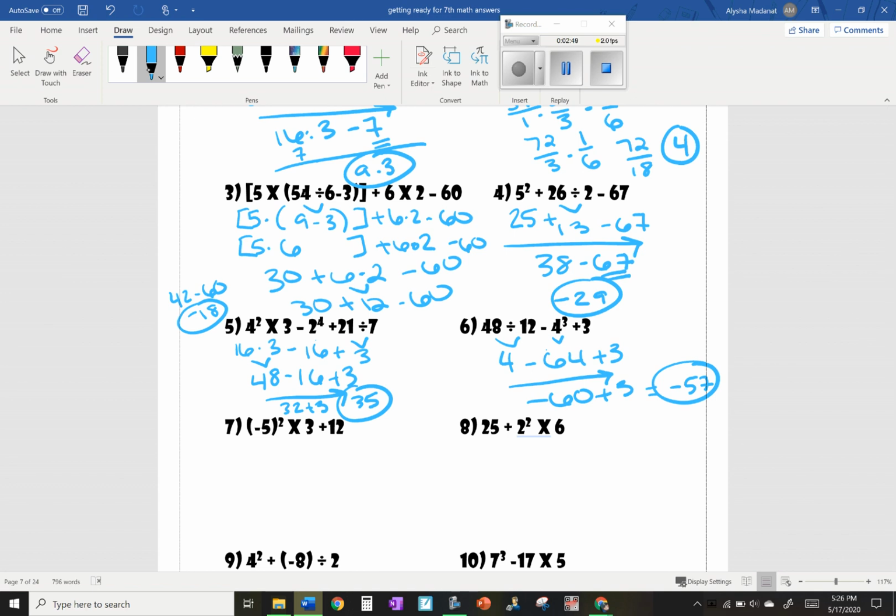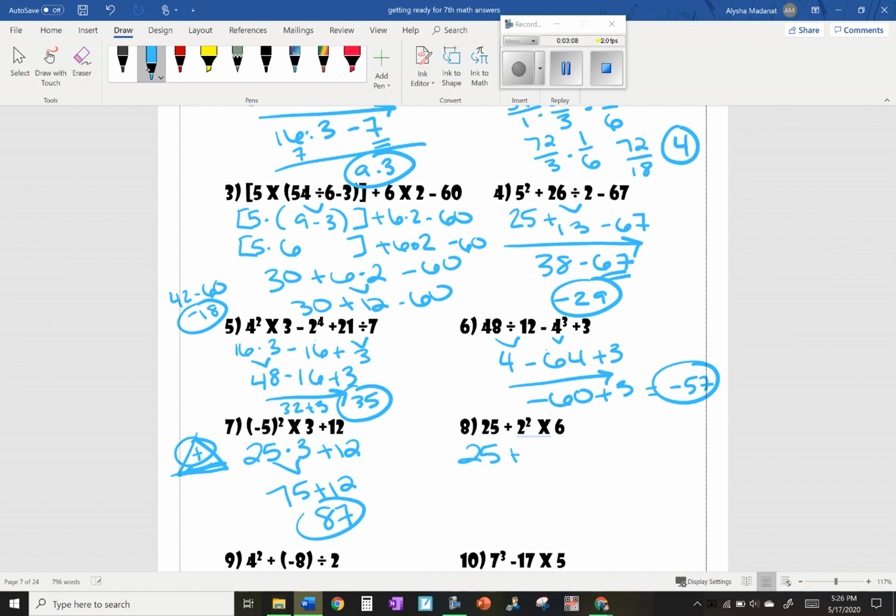Number 7, you have negative 5 squared, and when you do negative 5 squared, it's going to be negative 5 times negative 5, so you have your little triangle. When you multiply two negatives, you cross them out, and your answer is a positive. So positive 25 times 3 plus 12. Multiply 25 times 3, 75 plus 12, and you get a final answer of 87.